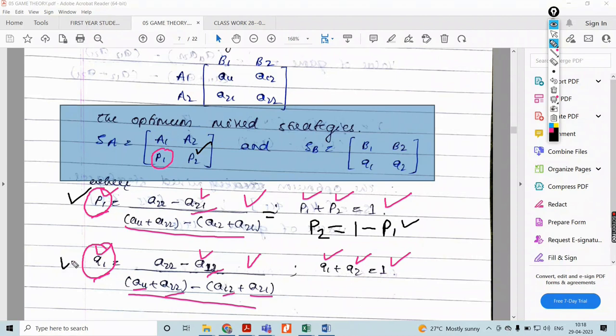Now I have to make the evaluation of Q1, that is (A22 minus A12) divided by (A11 plus A22 minus A12 plus A21). Then I know this equation, Q1 plus Q2 is equal to 1. Now I got the Q1 value. What is the Q2 value here? Q2 is equal to 1 minus Q1. Got the point? This is how you have to make the evaluation of a mixed strategy in order to get a proper outcome of that particular game, with respect to the payoff matrix values.